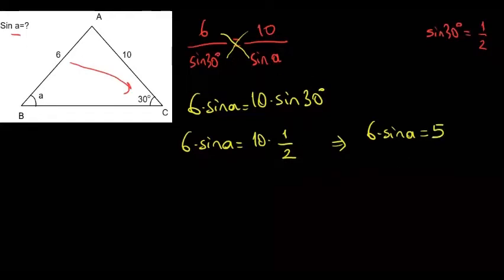So now I can divide both sides by 6. Divide by 6. So 6 and 6 will be cancelled out. So we have sine of A is equal to 5 over 6 is the answer. So sine of A is equal to 5 over 6 will be the answer. All right, let's see the next example.